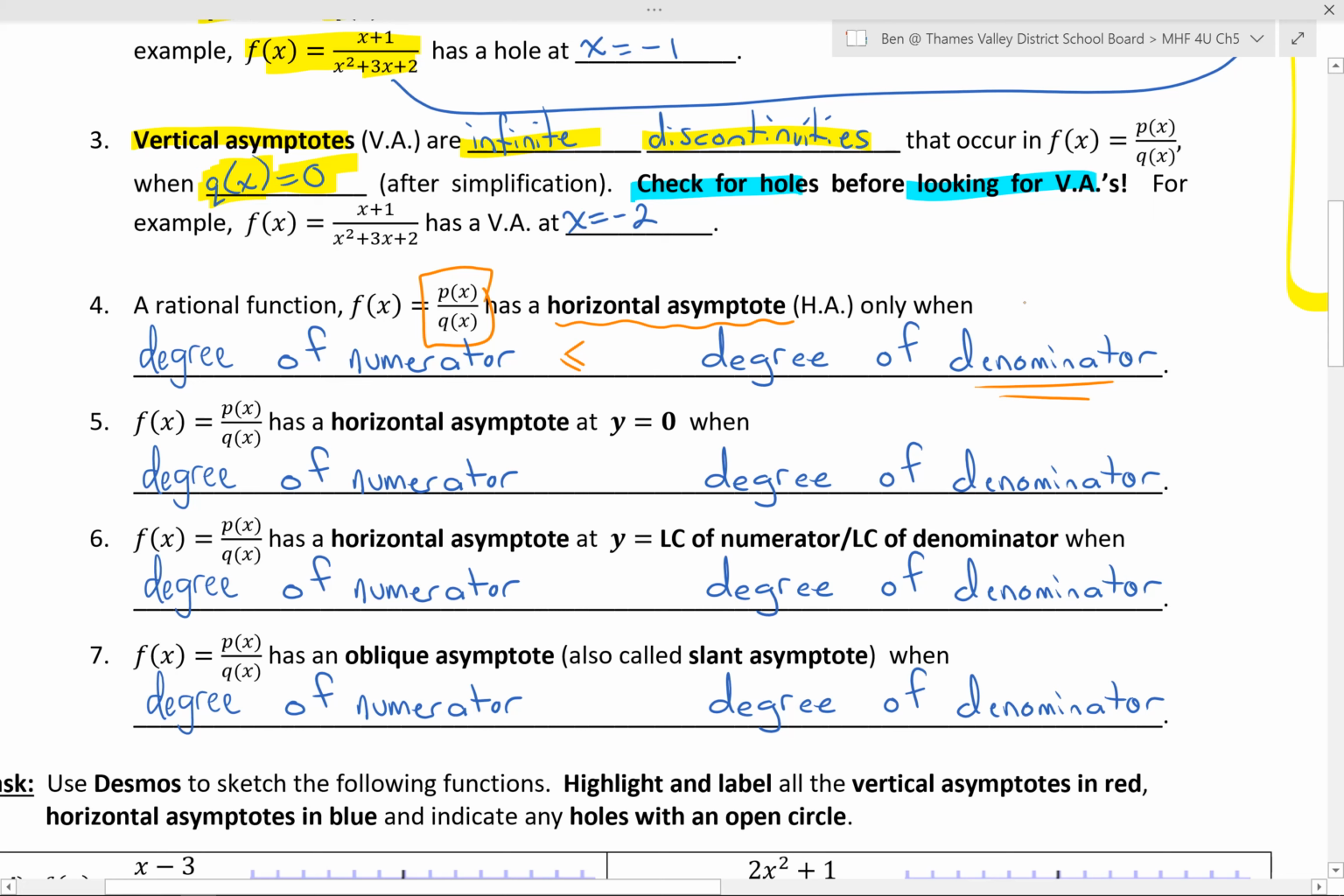Okay, well, let's look a little bit deeper. If the degree of my numerator specifically is less than the degree of my denominator, it's not equal to, but less than, then I will have a horizontal asymptote at y equals 0 every single time.